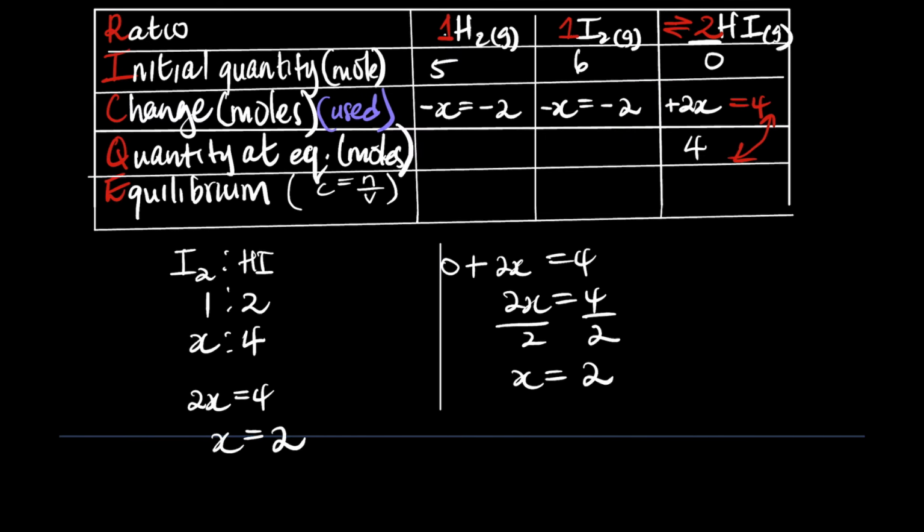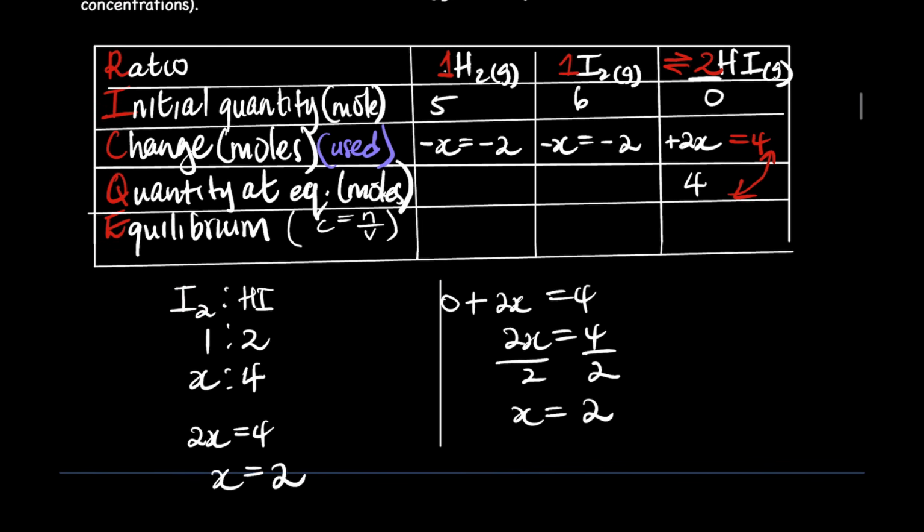And then same thing here. If you do the mole ratio of hydrogen iodide with hydrogen, the ratio is going to be 2 is to 1. Then you put the 4 and then you put the x there. When you cross multiply, it's going to be the same thing, but with the difference that it's hydrogen there. So you get the same thing. Now let's go back to the table and proceed.